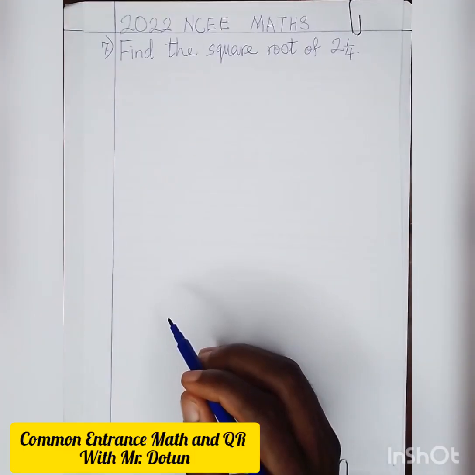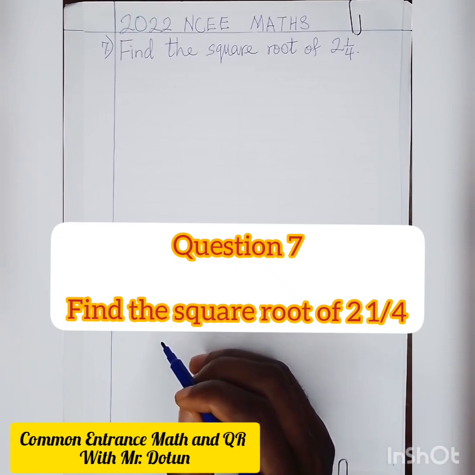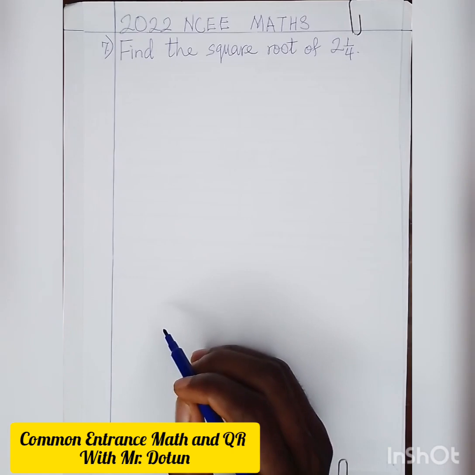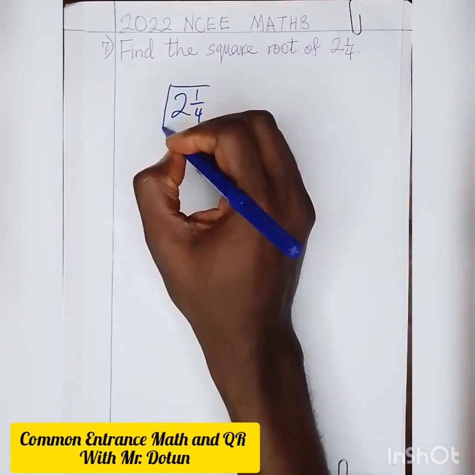Question number 7, 2022 National Common Entrance Mathematics Exam. Find the square root of 2 whole number 1 over 4. To find the square root of 2 whole number 1 over 4, this is square root.